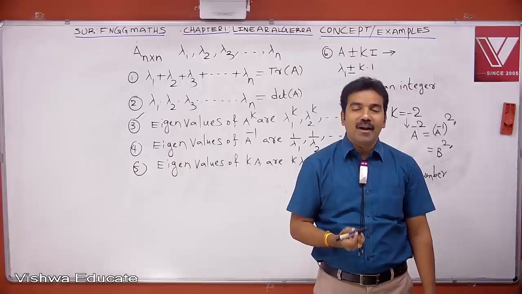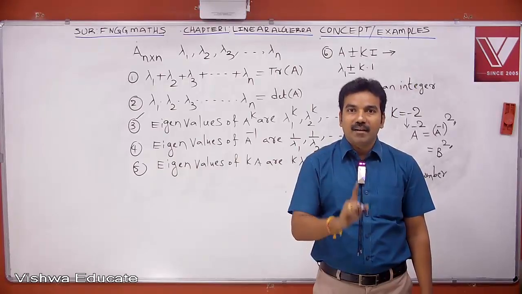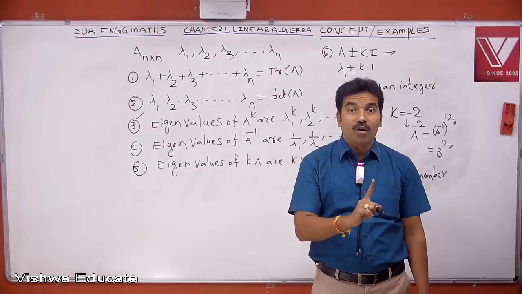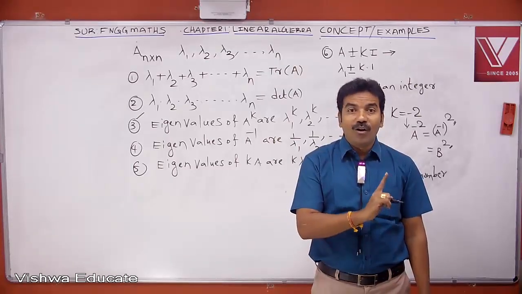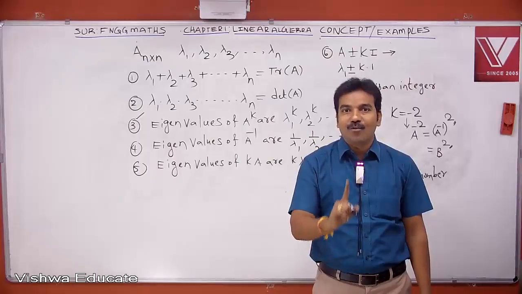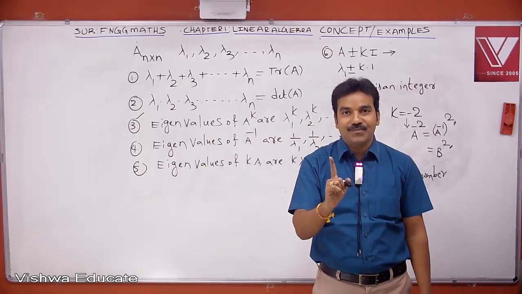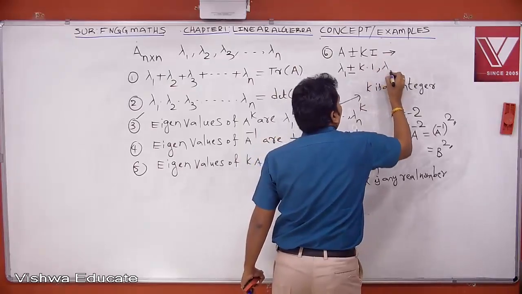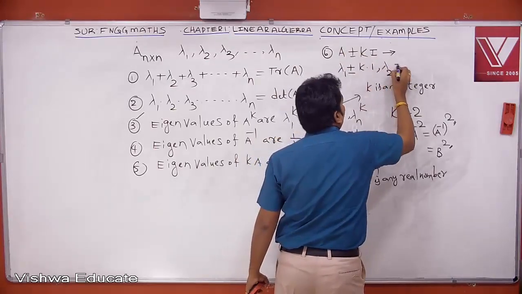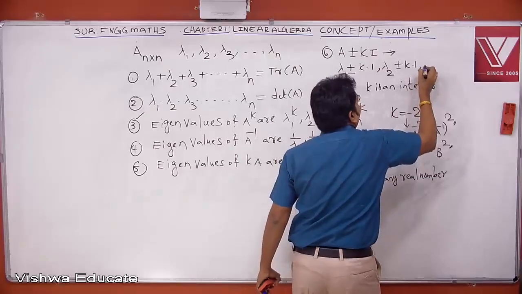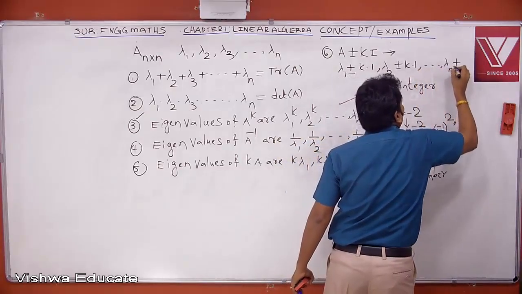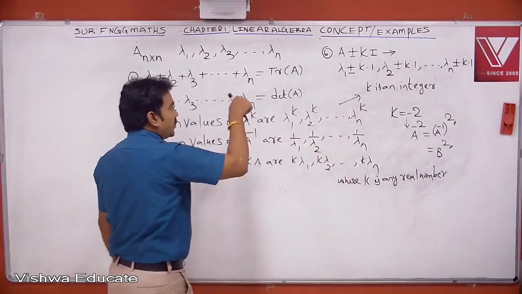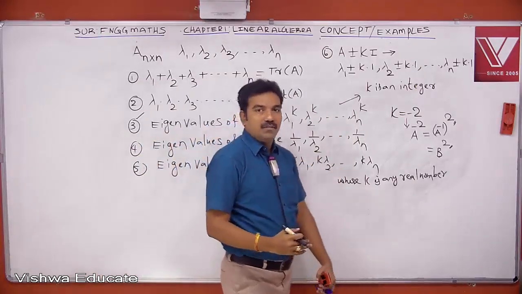When you take the 2 by 2 identity matrix [1 0; 0 1], its eigenvalues are 1, 1. If you take the 3 by 3 identity matrix, its eigenvalues are 1, 1, 1 only. So all eigenvalues of the identity matrix are 1 only. That repeats many times. Therefore, in this case, I is replaced by 1. The second eigenvalue is lambda 2 plus or minus K into 1, and so on, lambda n plus or minus K into 1. So this is point number 6. Meanwhile, you note down these points.